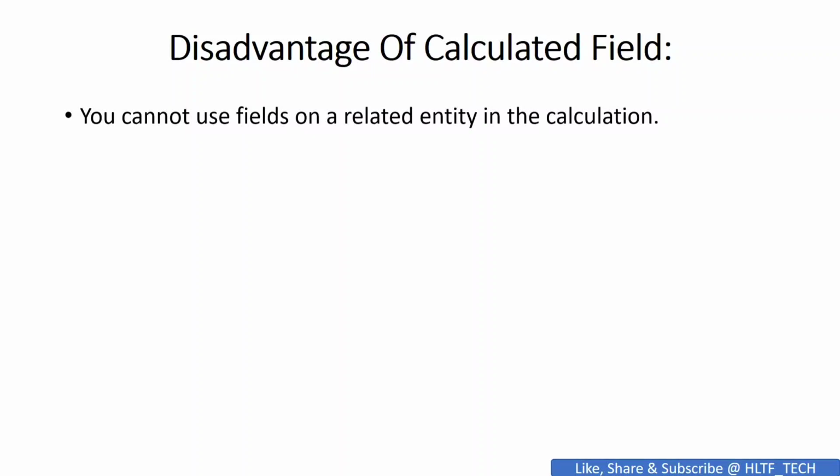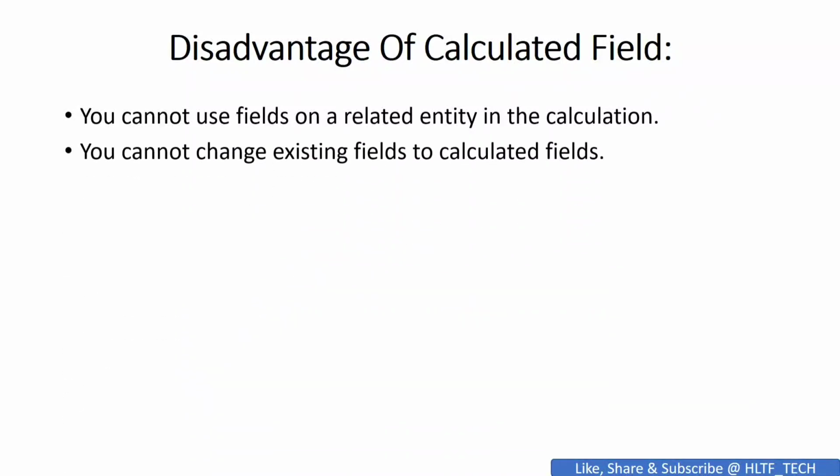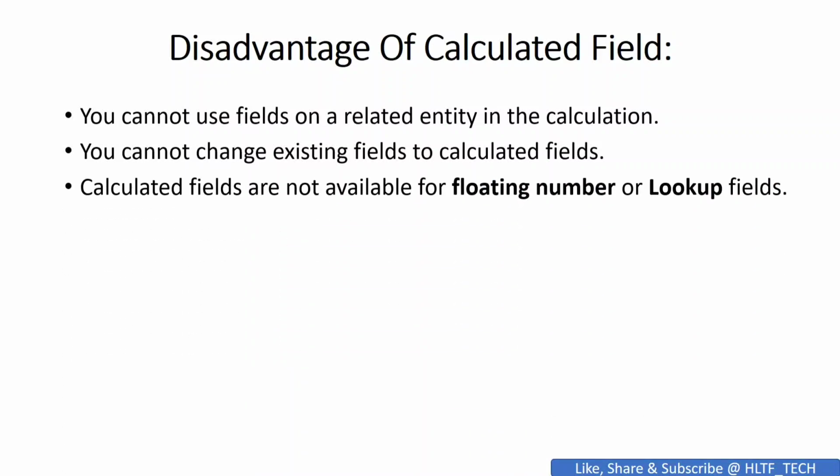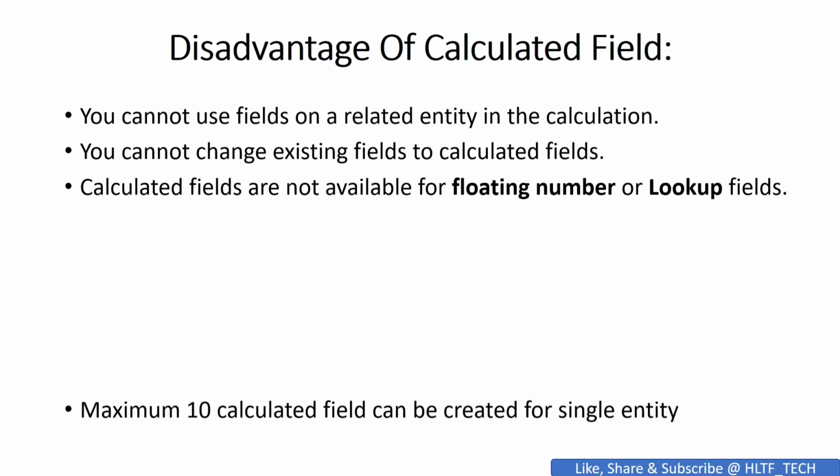Disadvantages of calculated fields are you cannot use fields on a related entity in the calculation. If you are mapping an entity to another related entity, you cannot perform such calculations. For that purpose, you have to write plugins or workflows. You cannot change existing fields to calculated fields. Calculated fields are not available for floating number or lookup fields.